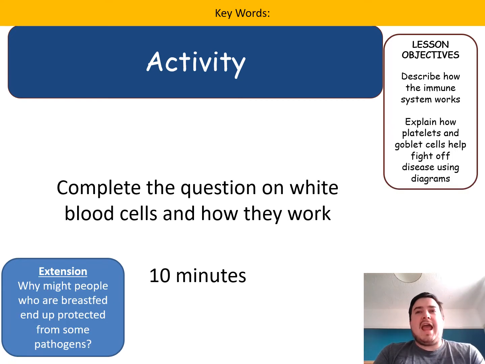So your next task was to annotate and explain what's going on in the diagrams I provided on the worksheet that you were sent attached to this week's work. The extension for this task is at the bottom left of the screen for you to have a go at as well. So make sure you do that if you finish within 10 minutes. You should complete the questions explaining how platelets work and how the respiratory system produces that mucus and what's going on in those different pictures. On the next slide, I'll go through exactly what those are. I recommend you pause this before I go through those different things.